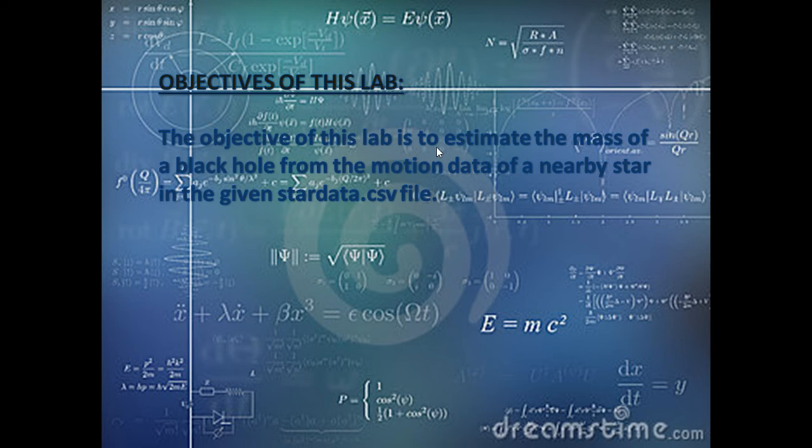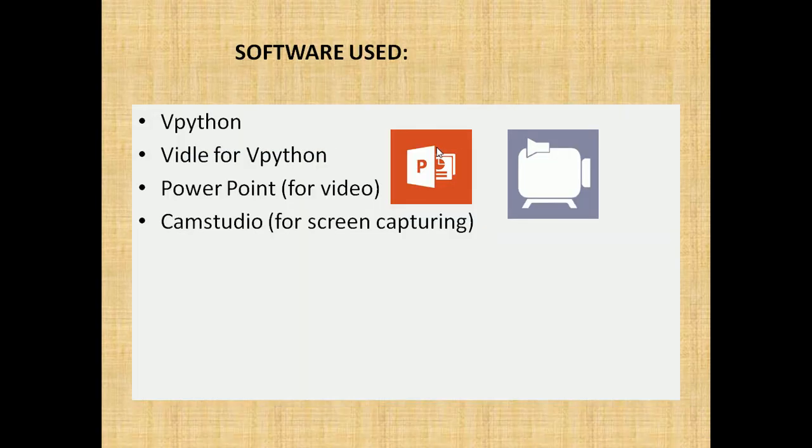The objective of this lab is to estimate the mass of a black hole which is revolved around by a star. We have the motion data of that nearby star which was provided to us in the stardata.csv file. The software used for this lab is VPython, VIDLE for VPython, PowerPoint and CamStudio.